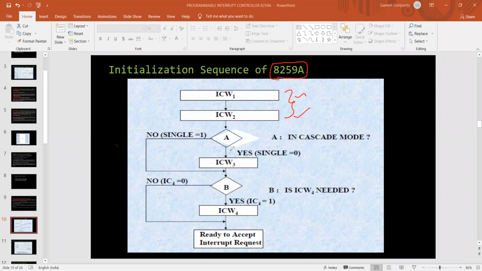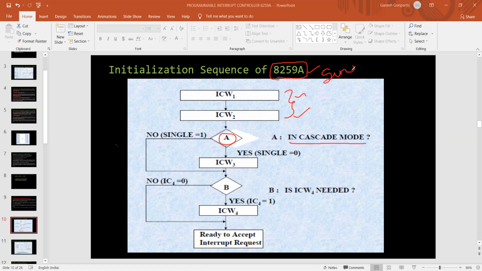But you have a condition here. You have a condition that is called A. Okay, you will have a bit in the command word called A. So A is nothing but what? In cascade mode, A stands for what? Whether the 8259 is operating in the cascade mode or it is operating as a single.